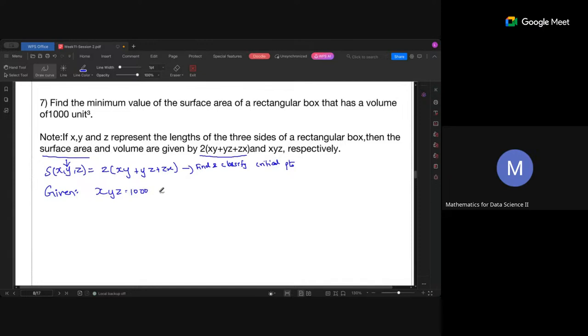Okay. So now from this, let us try to calculate the critical points. For finding the critical points, you have to find the gradient of S. So what is Sx? Maybe from this you can reduce one variable. Using this given information, you can replace actually any one variable. So if you are replacing Z with 1000 by XY, then S of X comma Y comma Z becomes 2 times of XY plus Y into 1000 by XY, it's simply 1000 by X, right? And then plus 1000 by Y. Yes, so this step is not required. Straight away you write.